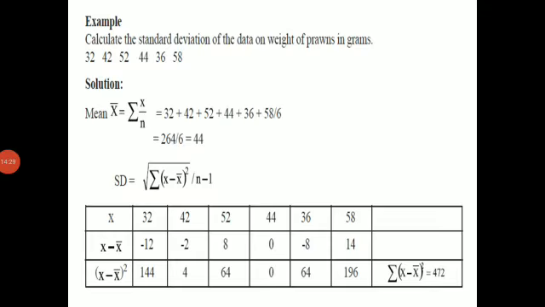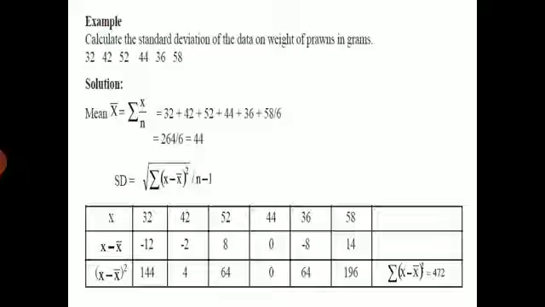So if you want to calculate the standard deviation, it will be the square root of 472 divided by 5, because the total number of variables is 6. Total numbers 6, so 6 minus 1 is equal to 5. So the square root of 472 divided by 5 will come to around 9.7. Okay, you can calculate later on.